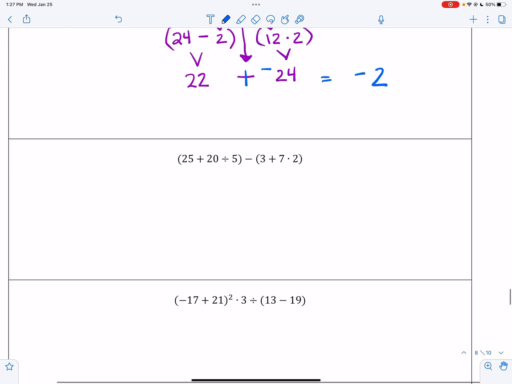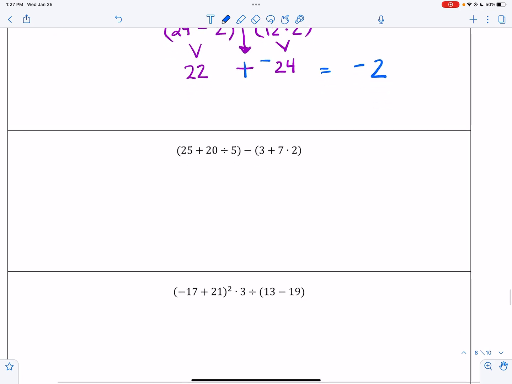So the next group, we start doing the similar stuff. Again, parentheses, we have division. I replace that with a 4, add the 25, keep that in parentheses. 25 plus 4 is 29, and now I'm finished with that group.